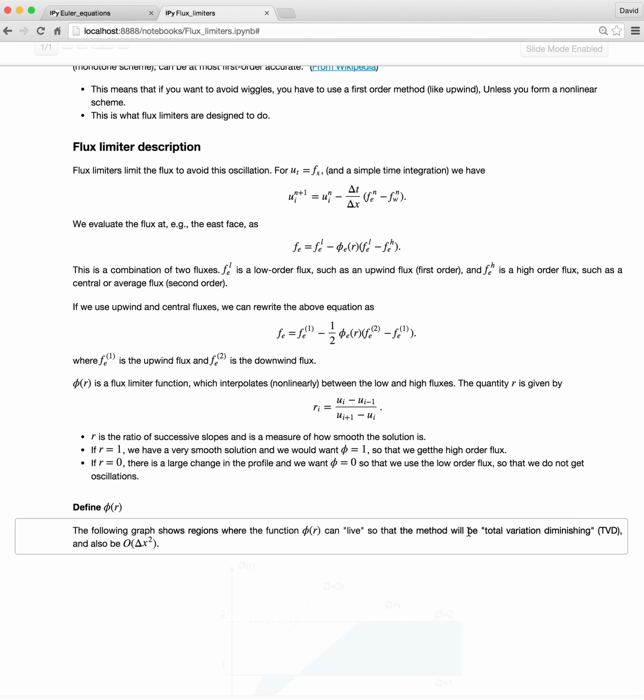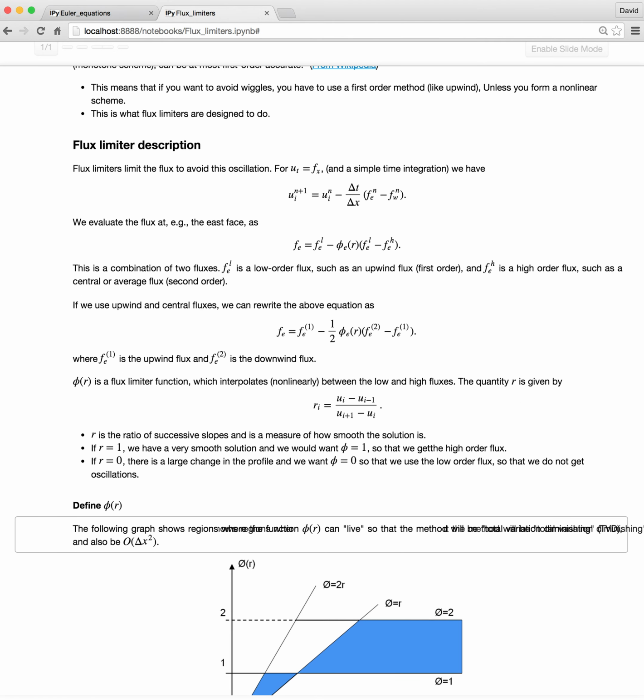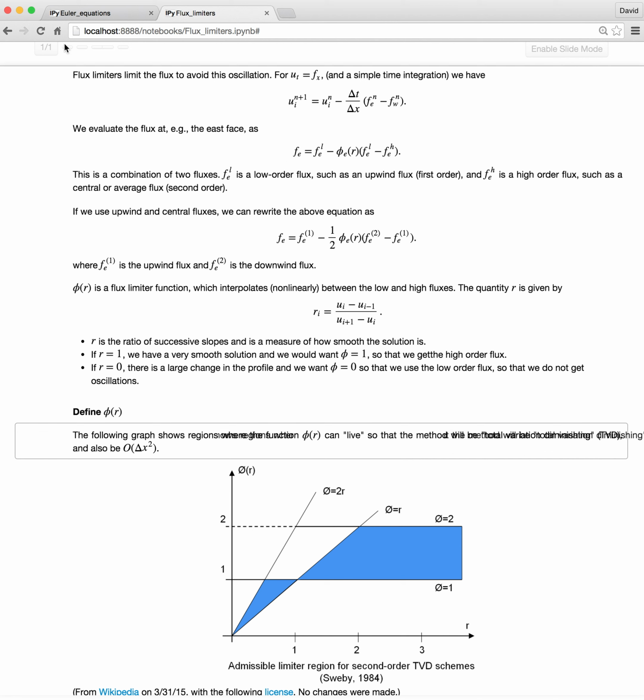See if we can get that to fix. There it goes. Just exit out of here.